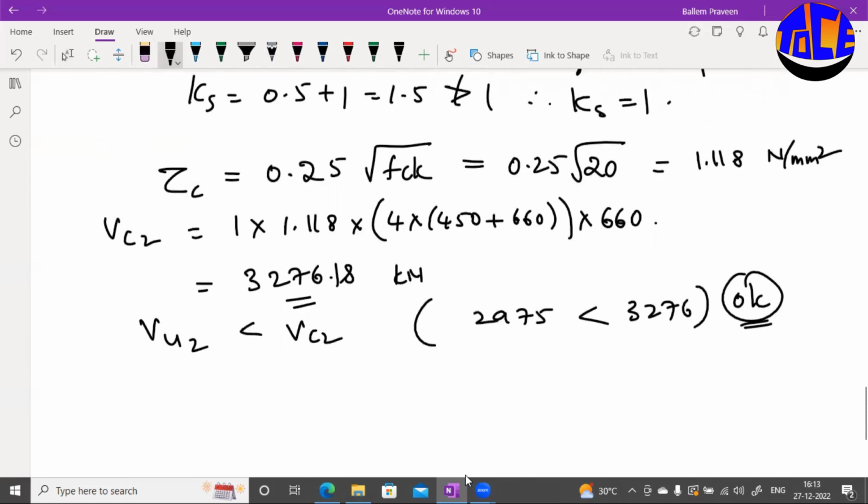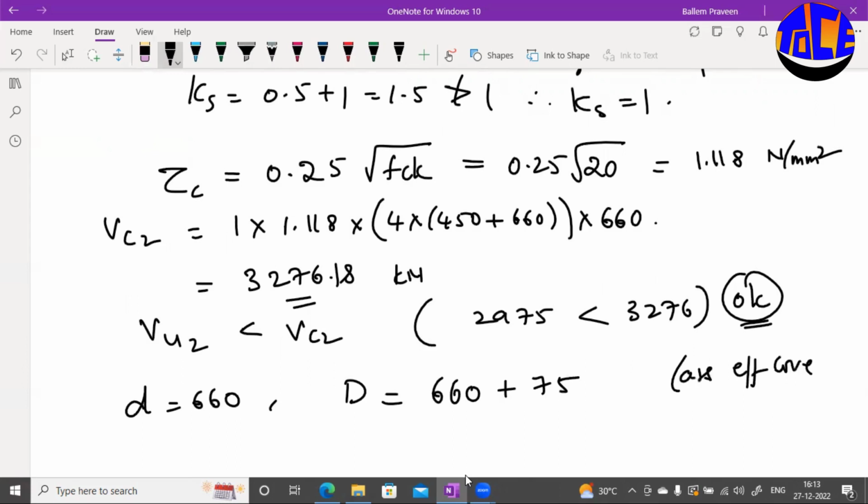So we got the effective depth as 660, and let us find out the overall depth. For the overall depth, let us assume the effective cover as 75. This is your wish. Generally the nominal cover will be 50, and for that I'm taking 25 extra, that's it.